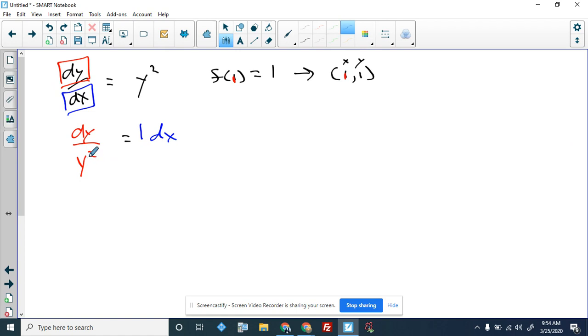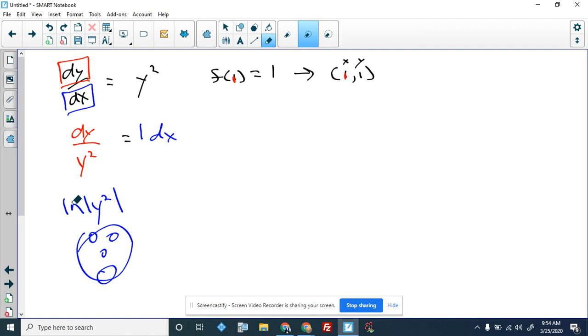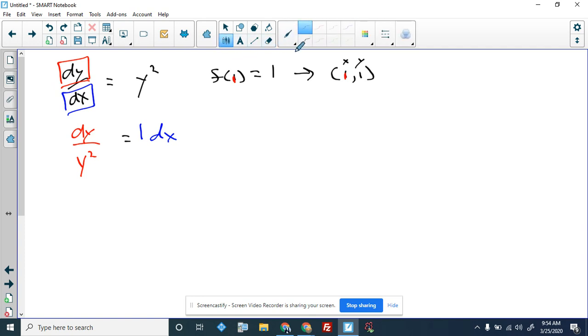So again, you might think, all right, variables are separated, integrate both sides. And you might be a banana and do something like this. No good. That's not what this is, right? It's only ln when what? Liam? That's right, when it's 1 over y. This is 1 over y squared. So that's not ln. That's going to be power rule. In fact, you might even want to rewrite this as y to the negative 2 times dy equals 1 times dx.